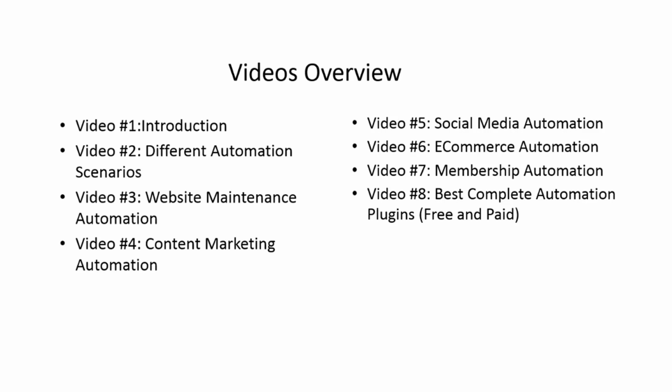And of course, last but not least, video number 8, we'll talk about best complete automation plugins. We'll talk about free ones and we'll talk about paid ones. Now, what exactly is this? Well, when you look at different parts of these videos, these entail different WordPress plugins, a lot of times just individual plugins that relate to each of these. When we're talking about complete automation, these plugins will allow you to have different parts of your website communicate with each other. So in other words, you're creating a bridge between all of those other plugins.